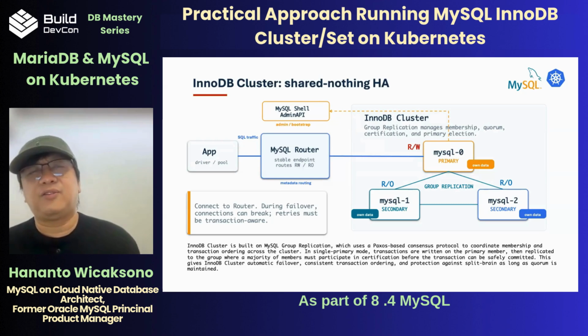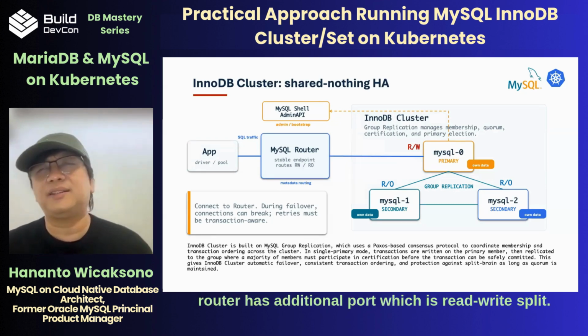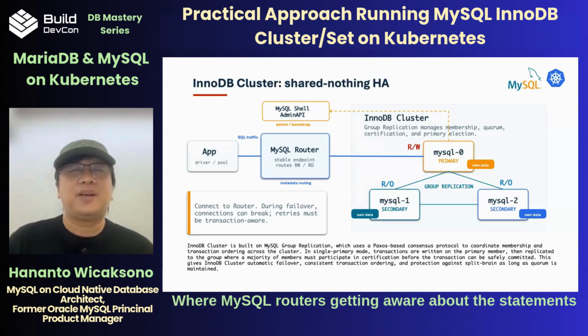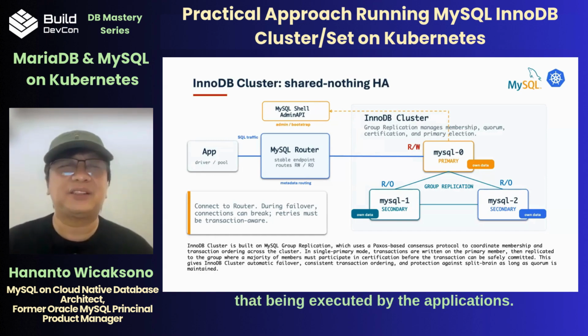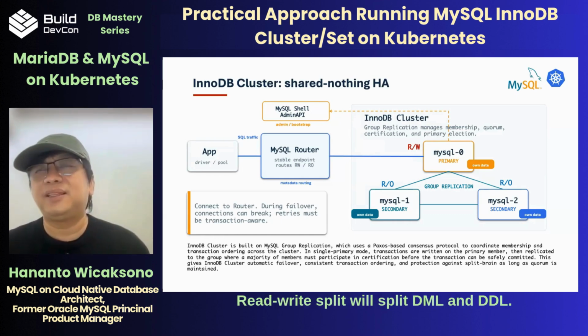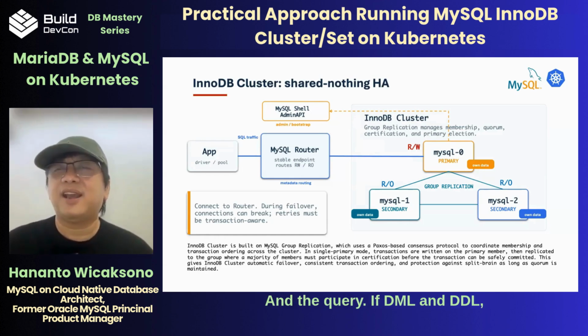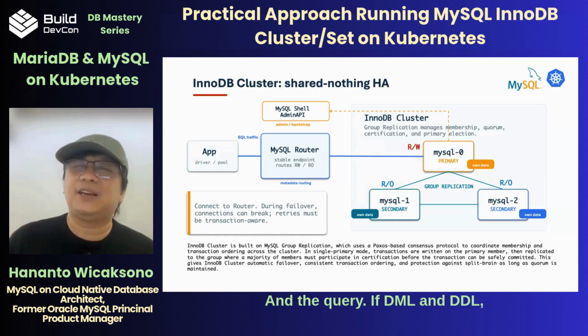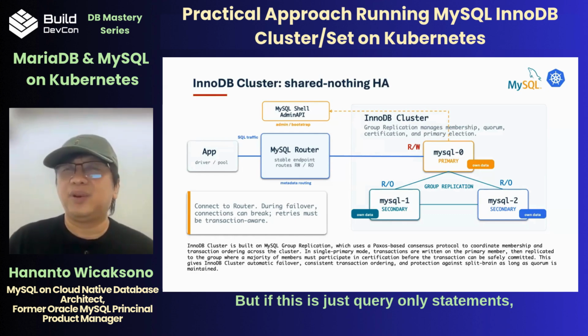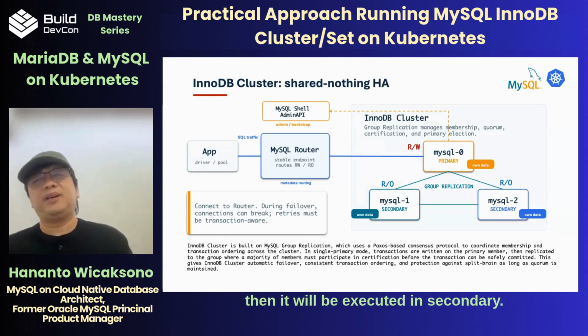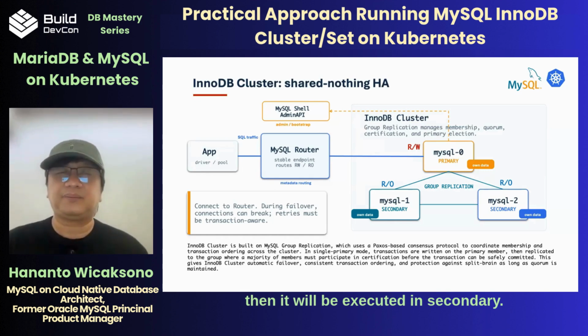As of 8.4, MySQL Router has an additional port, which is read-write split, where MySQL Router becomes aware of the statements being executed by the applications. Read-write split will split DML and DDL from queries. If it is DML or DDL, it will be routed to be executed on the primary. But if it is just a query-only statement, then it will be executed on a secondary.